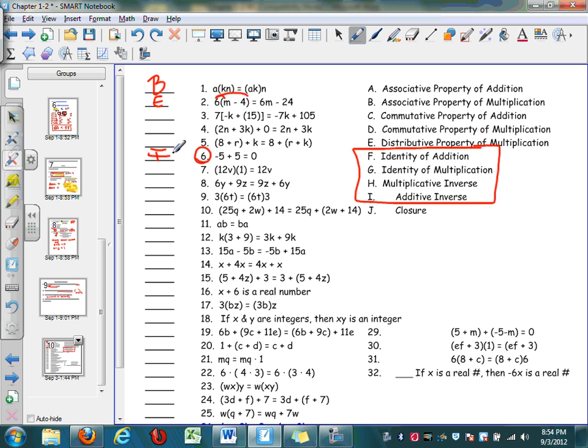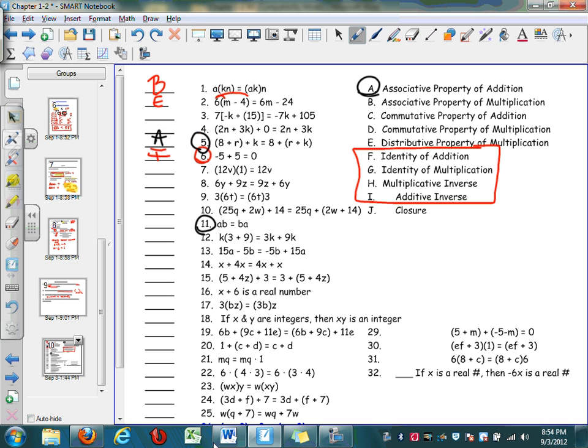Very good. Now I want to go back up to number 5 here. So if we're looking at number 5, I have 8 plus r plus k equals 8 plus r plus k. What property is that? Did the order stay the same or did the order of the numbers change? 8rk, 8rk. Oh, the order stayed the same, right? So since the order stayed the same, they're attached by addition. What property has the order the same? You're saying associative property of addition. You are correct. Okay, moving on down here to number 11.